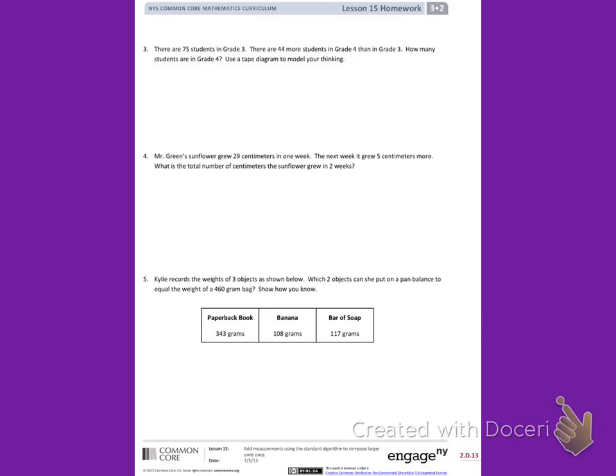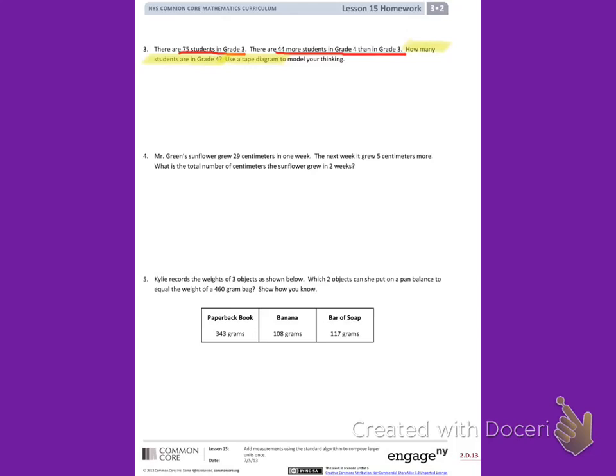The first thing I should do is underline the important details. 75 students in grade 3, 44 more students in grade 4 than in grade 3. Now I'll highlight the question. How many students are in grade 4? And I better go ahead and highlight the directions. Use a tape diagram. Okay, now I'm ready to start.